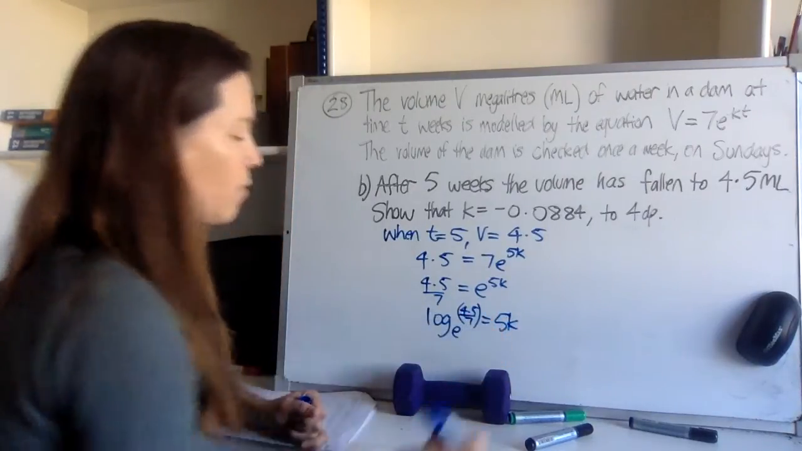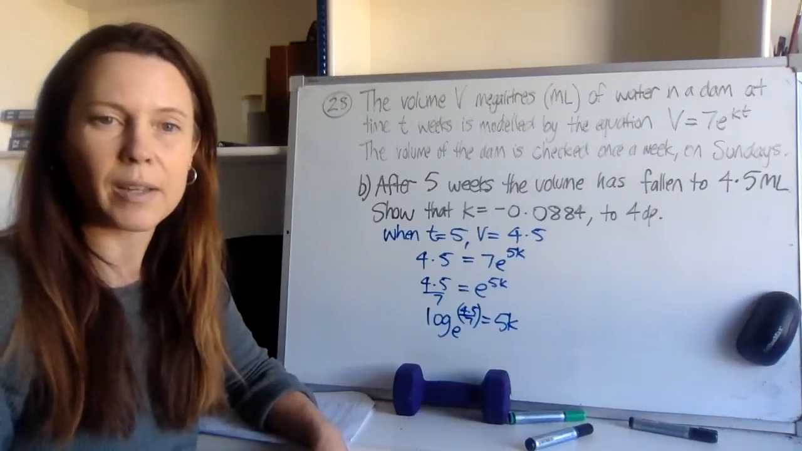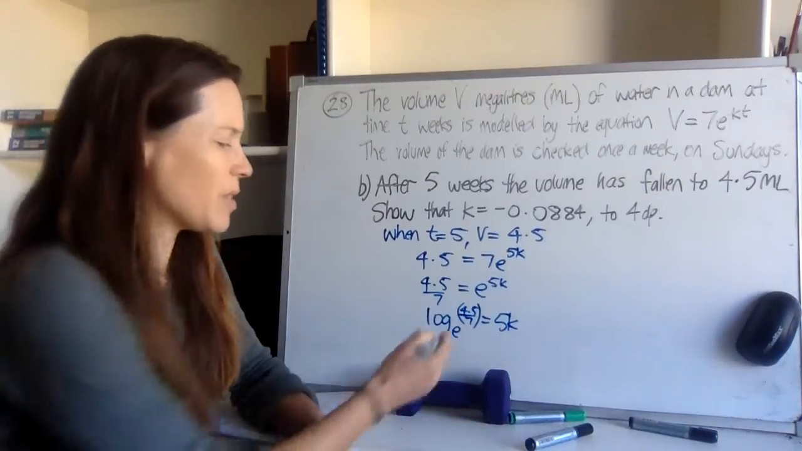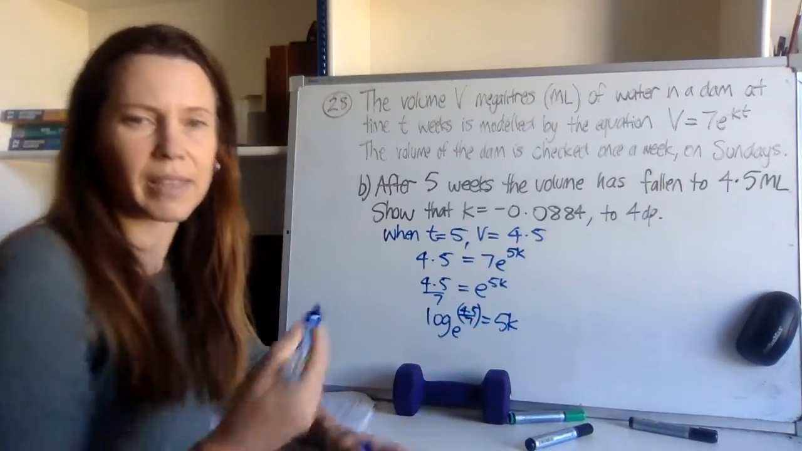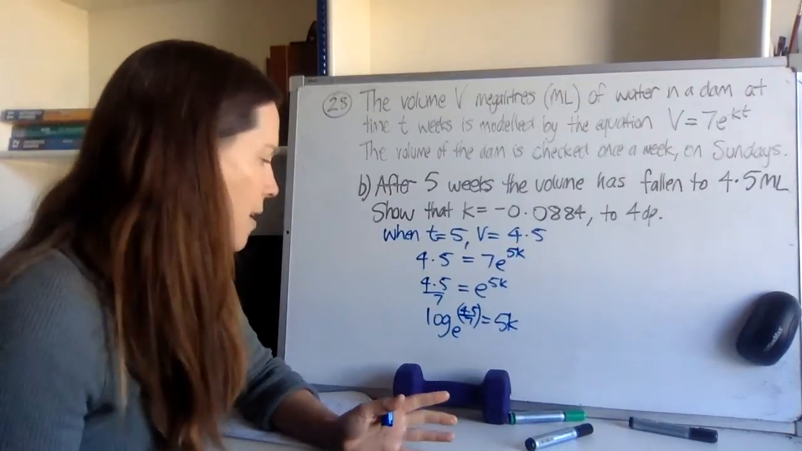E to the power of 5k is equal to 4.5 over 7. Now you can figure out what 4.5 over 7 is if you like, but if it's a bit of a nasty decimal, it might be simpler just to write it like that, and then we don't have to reach for our calculator till the end.